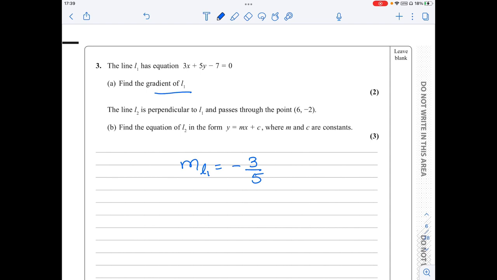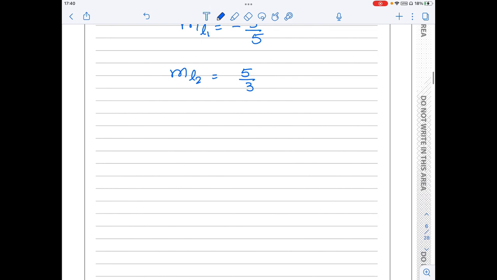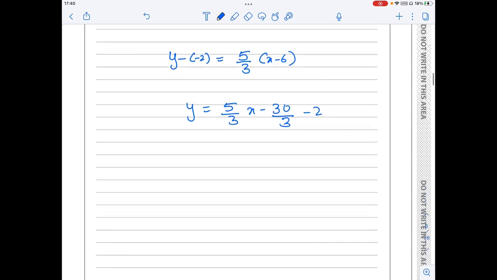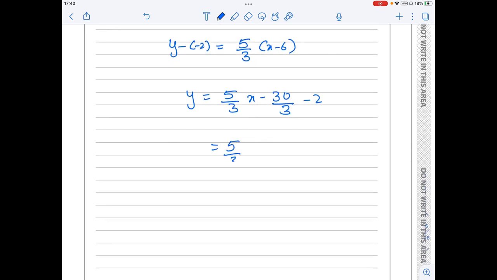Next, the line L2 is perpendicular to L1. So the gradient of L2 will be the reciprocal and change the sign. It passes through (6, -2). Find the equation of L2. So y minus y1 equals m times x minus x1. So y equals 5/3 x minus 30/3 minus 2. So what does that become? 5/3 x minus 10 minus 2, which is 5/3 x minus 12. This is y equals.